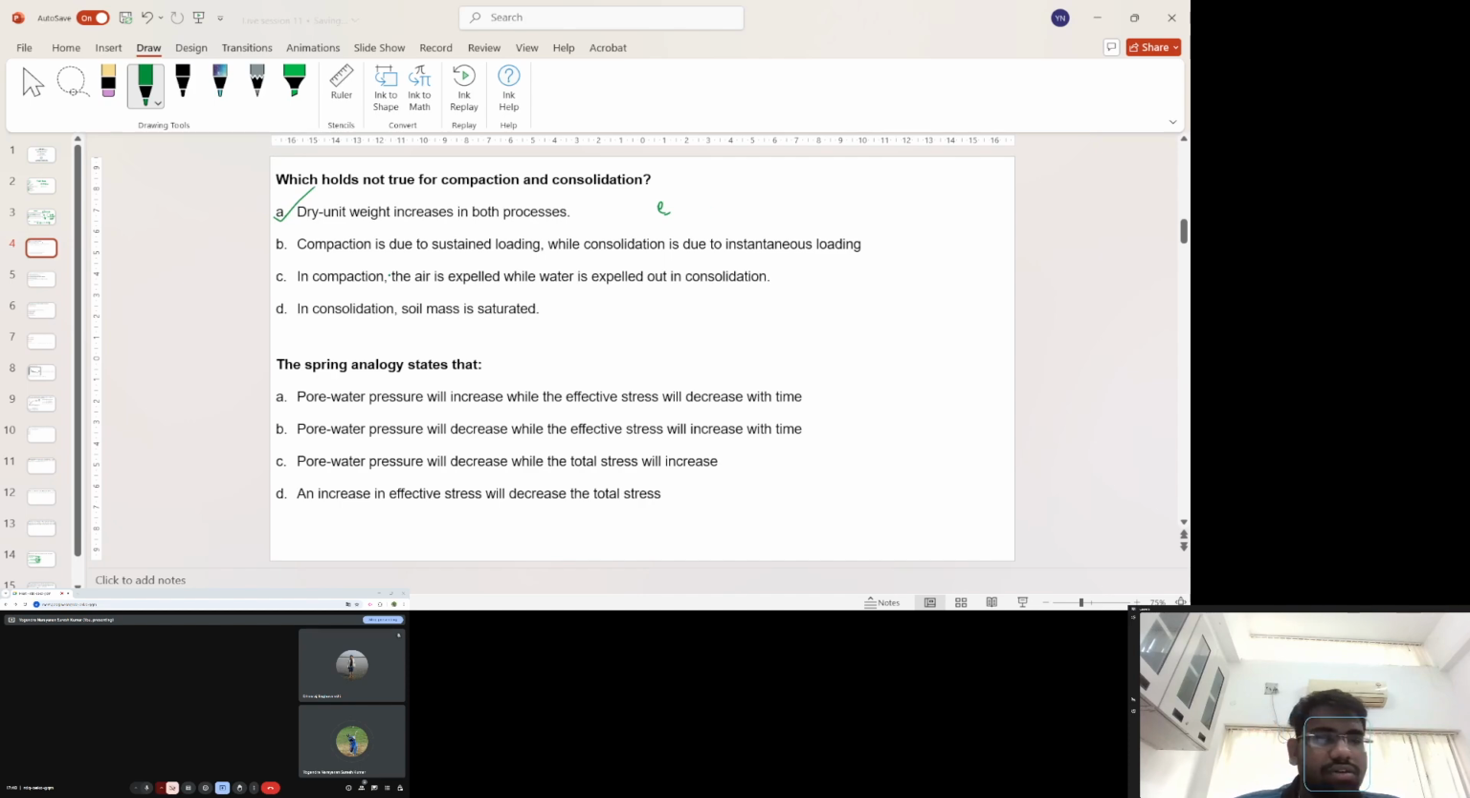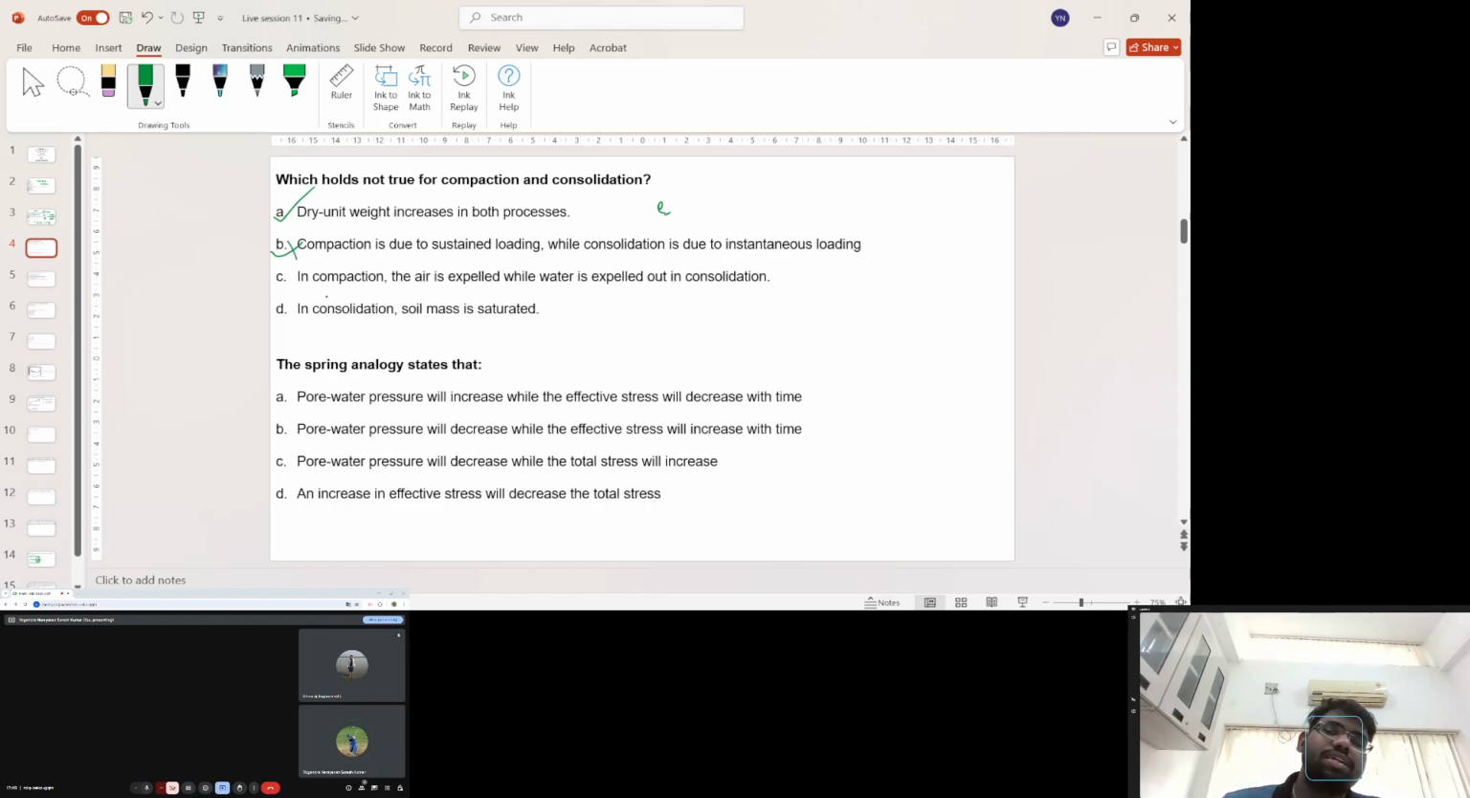Compaction is due to sustained loading, while consolidation is due to instantaneous loading. This is exactly the opposite. Compaction is due to instantaneous loading, or what to say, kneading action, kneading or vibration, which is instantaneous, and consolidation is sustained loading. So this is not true.